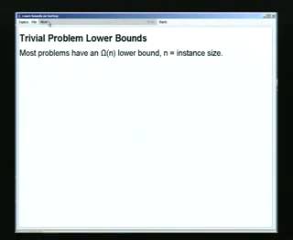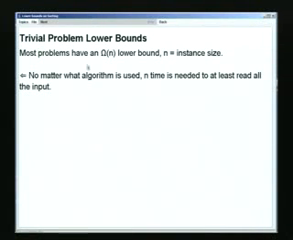Here are some trivial lower bounds that we can prove. Most problems have an omega of n lower bound, where n is the instance size. I say this is trivial because no matter what algorithm is used, the algorithm at least has to read all the input. The input has length n, and therefore omega of n time has to be taken. So in that sense, there is nothing clever about this, and it by and large applies to every problem. There could be some problems where it may not apply, but those are probably not very interesting problems.